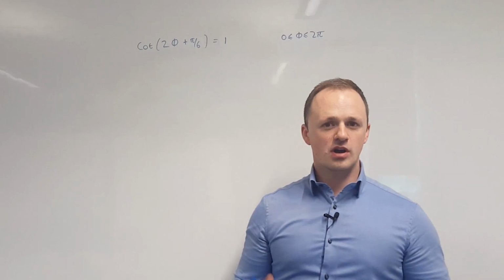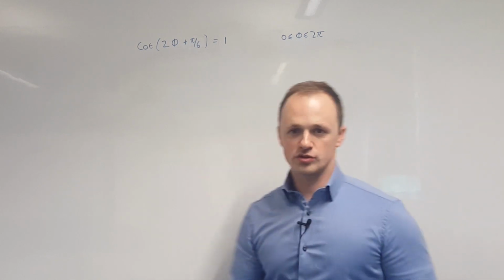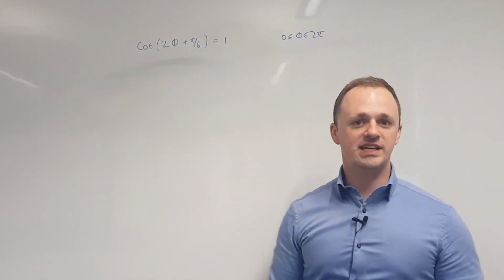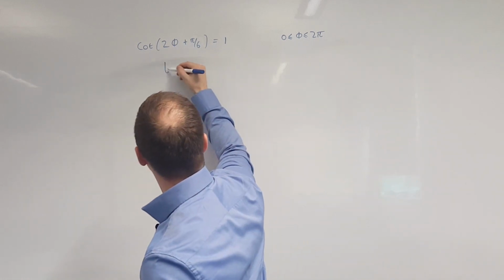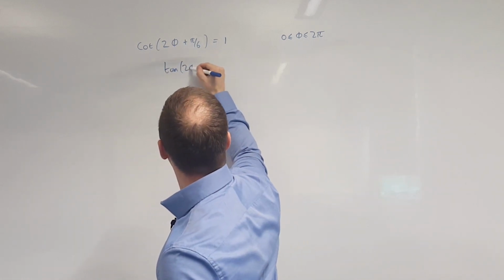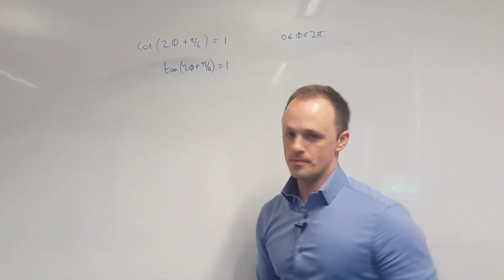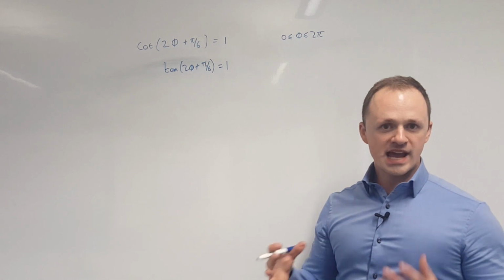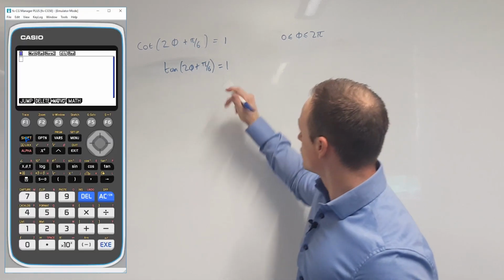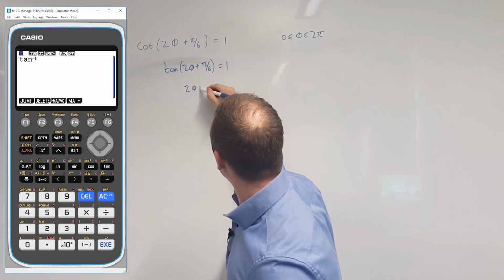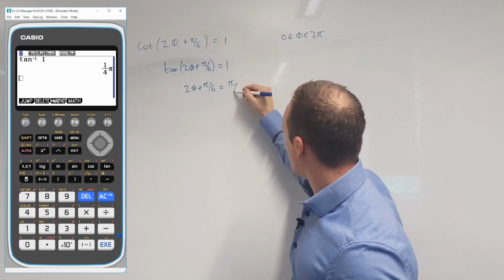Okay, in this problem we've got cot of 2 phi plus pi over 6 equals 1 in the interval 0 to 2 pi. So we're going to start by taking the reciprocal of both sides. The reciprocal of cot is tan, so we're going to write this as tan of 2 phi plus pi over 6, and the reciprocal of 1 is just 1. Next, we're going to find the principal solution for 2 phi plus pi over 6 by doing inverse tan of 1. If we do that as an exact value, we get pi over 4.